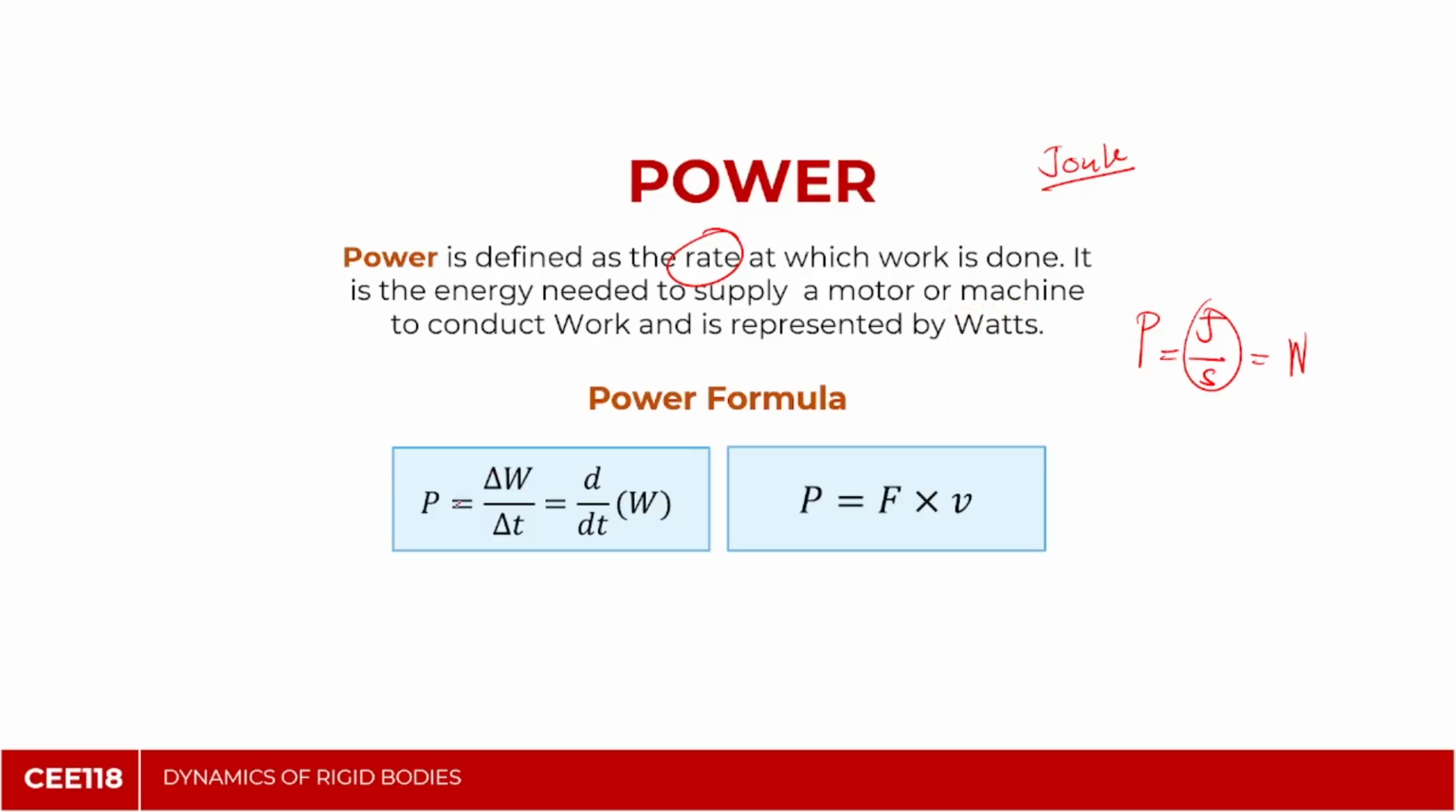The formula, we have here power equivalent to the change of work over the change or the total elapsed time. Ito yun. Or that is simply the first derivative of the work with respect to time. Or, pwede din natin gamitin tong force times velocity. Yung force usually, naka-newtons yan, then velocity would be meter per second. Itong newton times meter, that is a joule. Then divide it by second, you get watts.